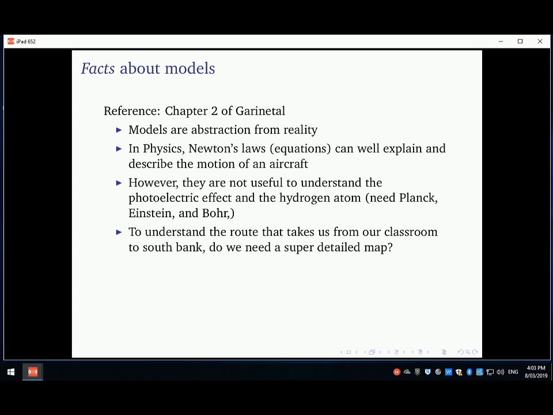So, as I said last time, if you really want to understand something, you don't need a very, very detailed representation of it. For example, if you want to go to South Bank, you just need the things that you need on the way: what bus you need to take, what are the main streets where you need to walk, and that's it, right? You don't need to know everything else.